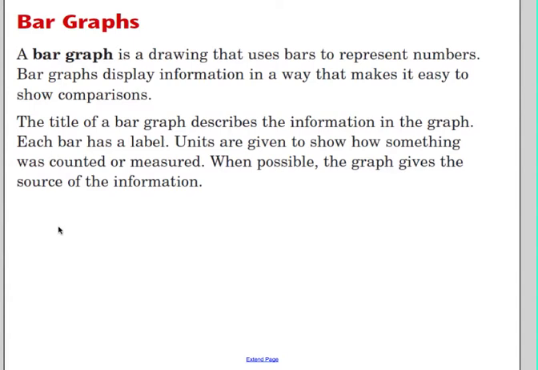Let's talk about bar graphs. A bar graph is a drawing that uses bars to represent numbers. Bar graphs display information in a way that makes it easy to show comparisons. The title of a bar graph describes the information in the graph. Each bar has a label. Units are given to show how something was counted or measured. When possible, the graph gives the source of the information.